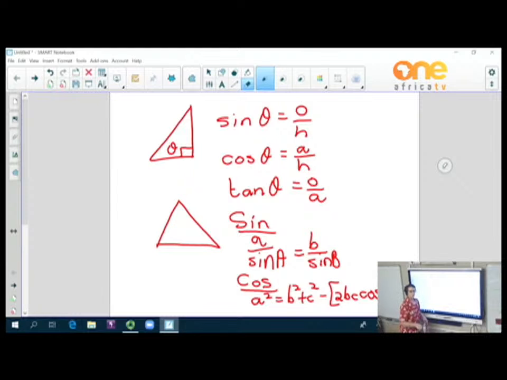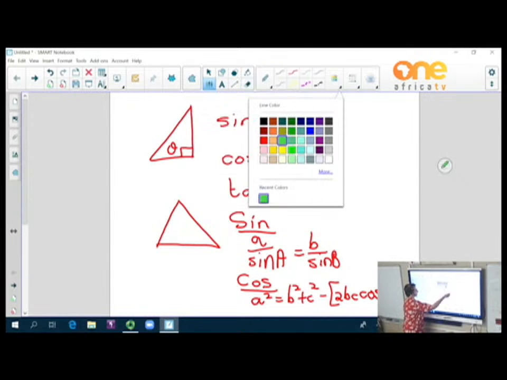Grade 11s. We are still busy with trigonometry. Today we're going to combine trigonometry with algebra. But let's just go back to our rules that we know up to now. In the first place, we look at a right angle triangle.